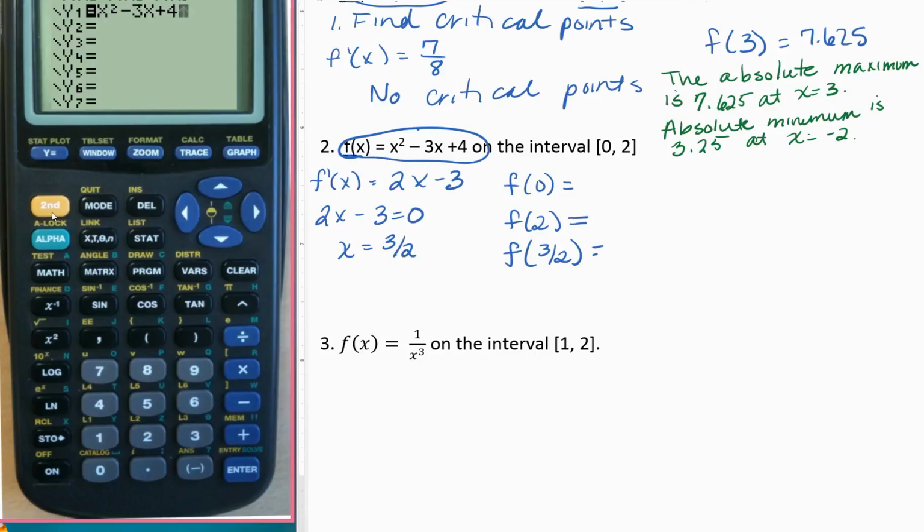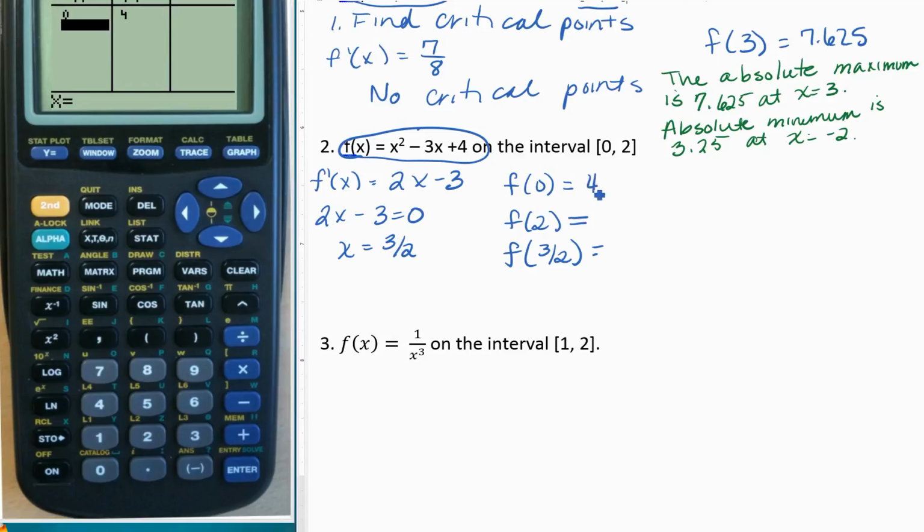Now one thing we can do, since 3 halves isn't an integer, isn't a whole number, I'm going to change my calculator. I'm going to hit second and window to do table set, and turn this independent auto over to ask. And I'm going to go over to the table, and now I can just put in 0 and it will tell me that this is 4. I can put in 2 and I'll get that this is 2. And I can put in 3 halves and it will tell me that this is 1.75.